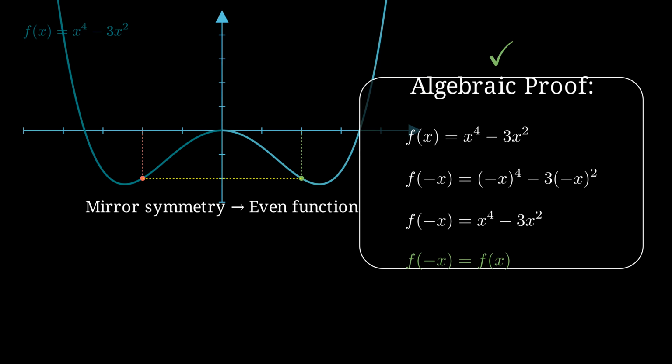So we get f of negative x equals x to the fourth minus 3x squared, which is exactly the original function. That means f of negative x equals f of x. And that's the definition of an even function. So even if it looks more complex, this function is still even.